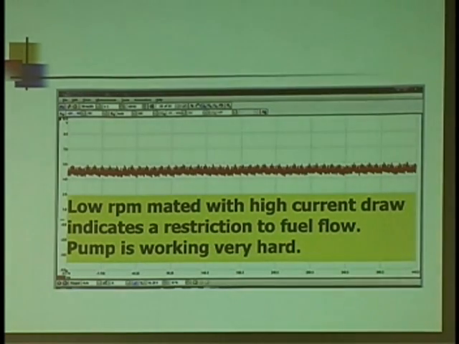What about the other side of the coin? What if there's a low RPM, but the current draw is much higher than normal? The pump's working its butt off. All customers change their fuel filter every 30,000 miles, don't they? I bet you guys had to cut yours off with a torch, right? Oh, no, excuse me, that's the mini ductor. Use that.